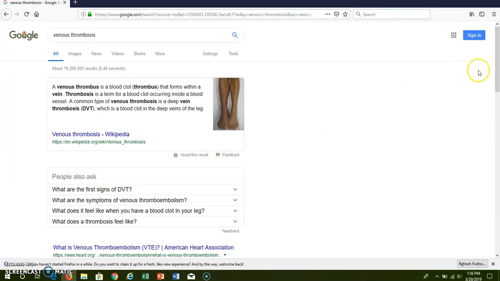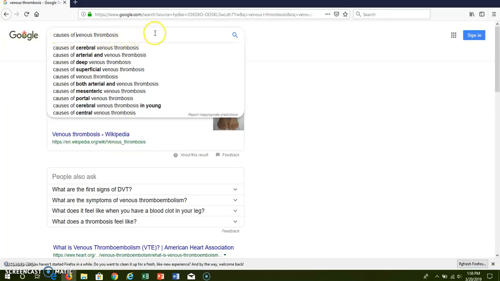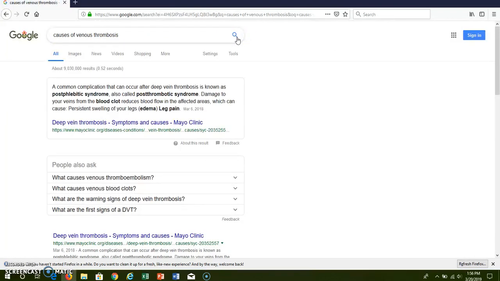And then after that, I would want to understand what causes it. So I would just type in causes of venous thrombosis on Google and search. And it gives a direct explanation of what causes it. It could be from swelling, it could cause swellings from a post-phlebitic syndrome, also called post-thrombotic syndrome. This is just to understand what the topic is about.